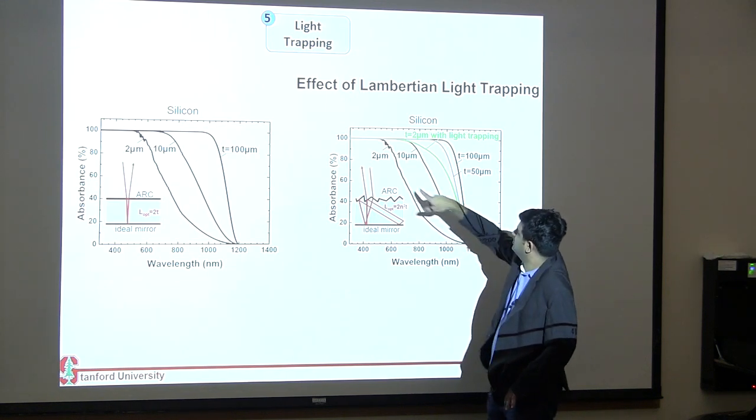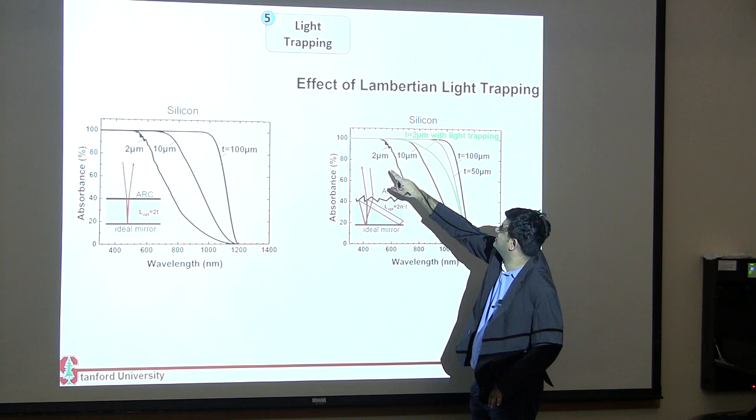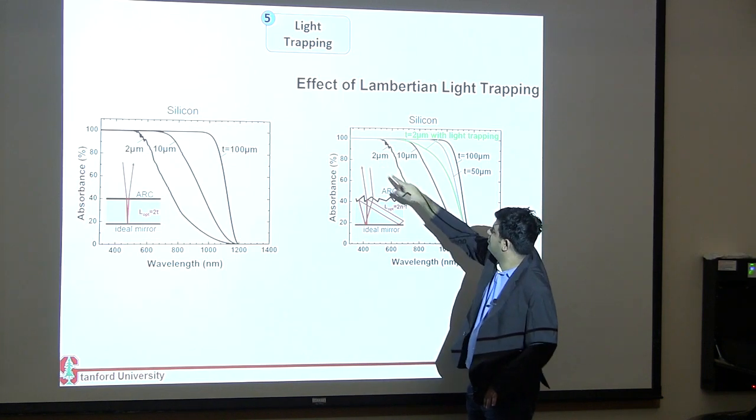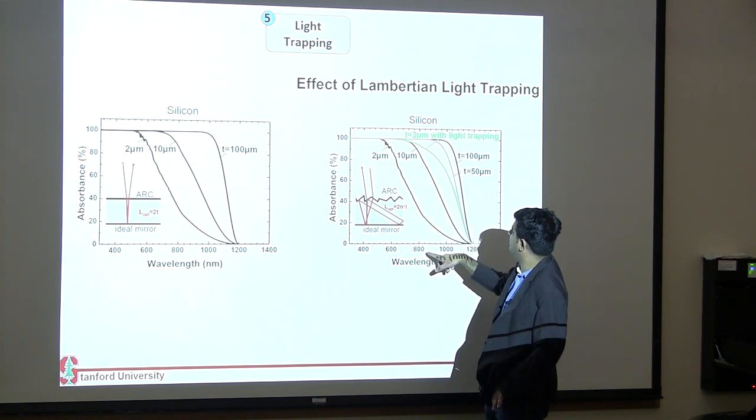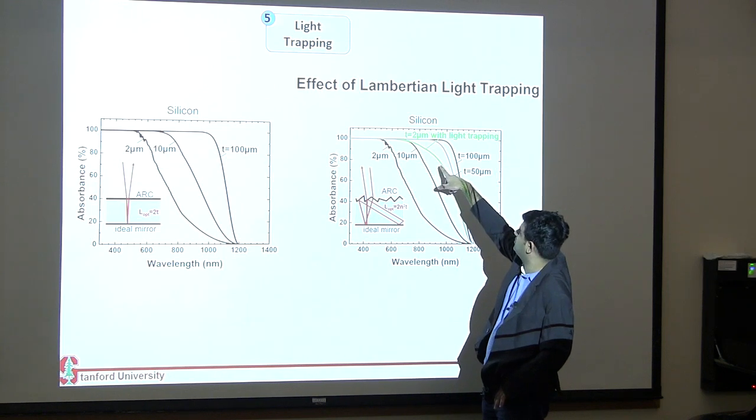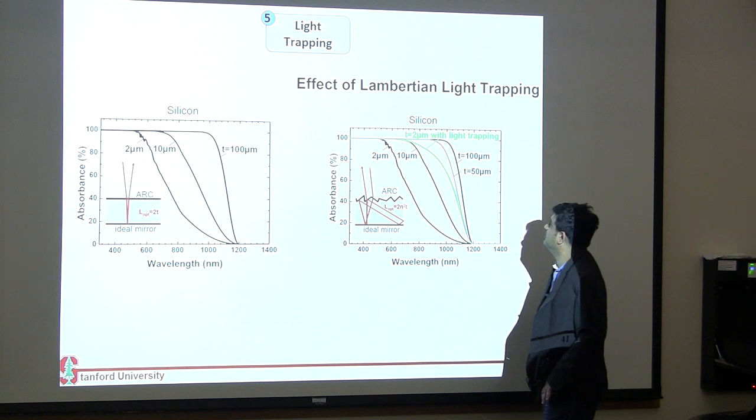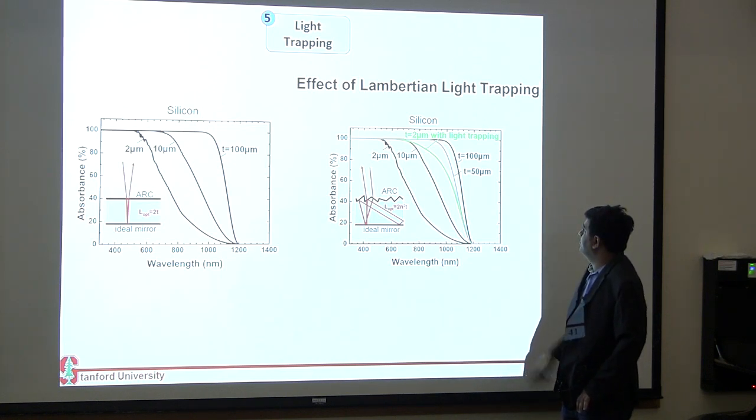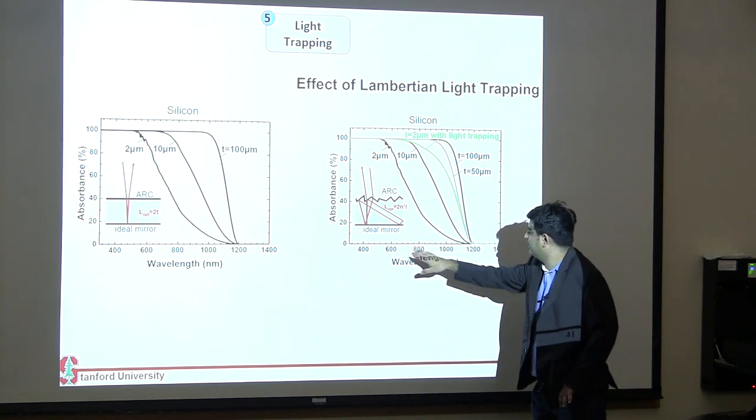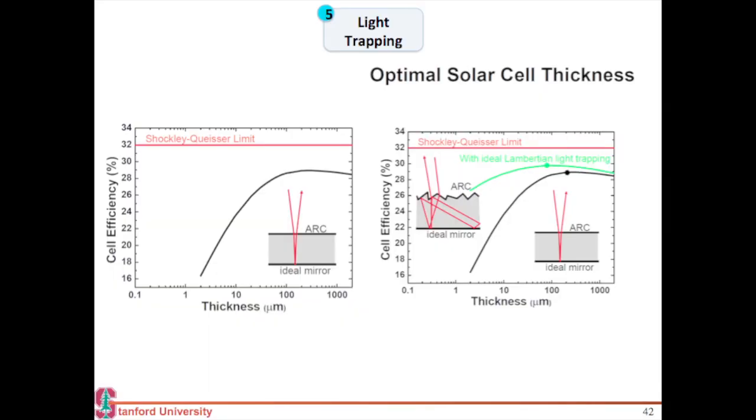So what it does now for this 2 micron thick cell, instead of being a very poor trapper of light at red wavelengths, it becomes a decent trapper of light at these red wavelengths. And now you can see it's absorbing these red lights more nicely. And the same thing you can translate into efficiency.